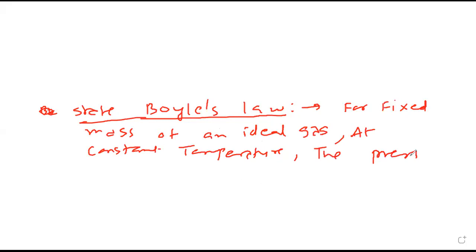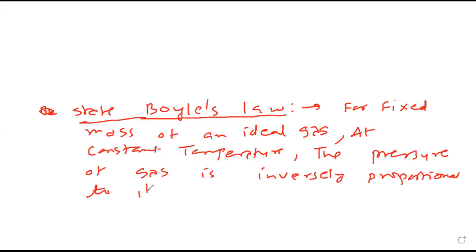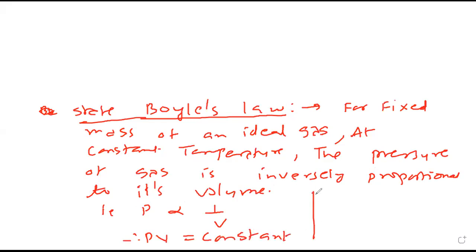The pressure of gas is inversely proportional to its volume. That is P proportional 1 upon V. Therefore, PV equals constant. Therefore, P1 V1 equals P2 V2. This is Boyle's. Yeah, please copy this much again.